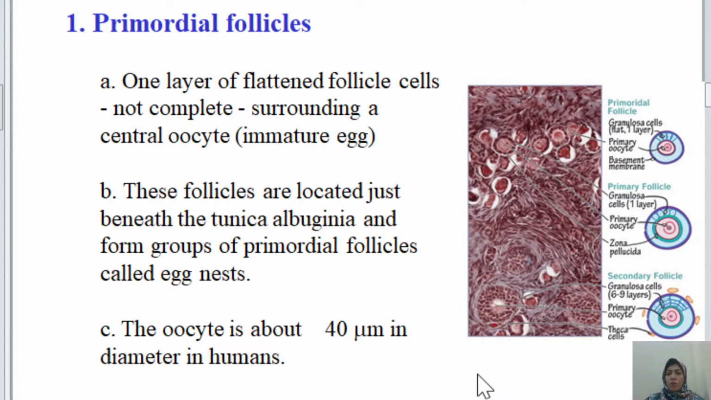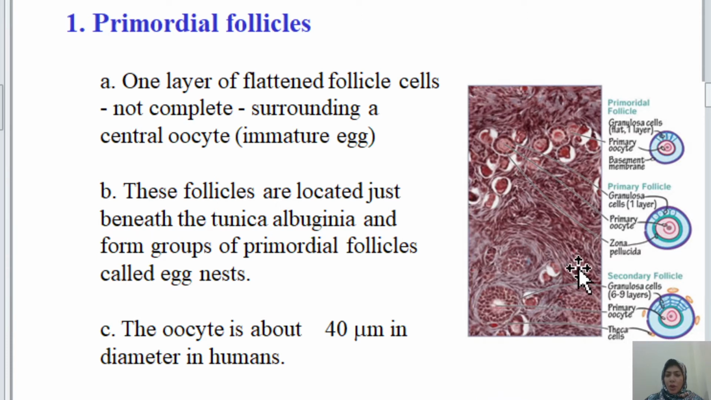And these follicles are located just under the tunica albuginea and form groups of primordial follicles called egg nests. The oocyte diameter is about 40 micrometers, and at the time of birth there are 1 million eggs, and at the onset of puberty the number is reduced to about a quarter of a million.